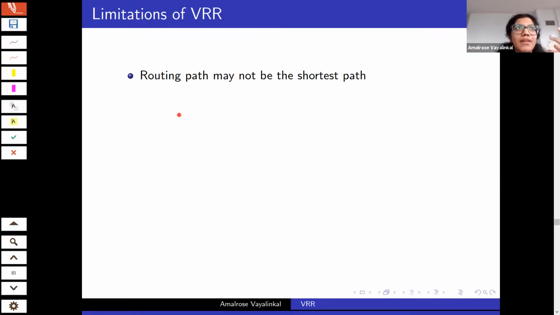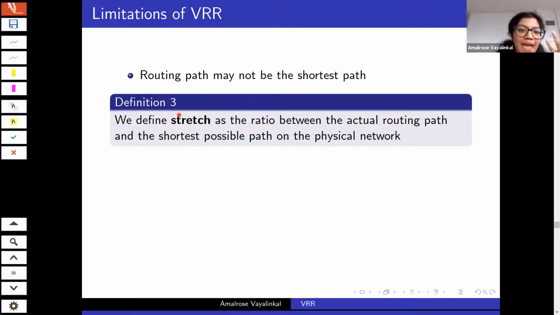And there is a way to measure, I guess, this failure to take the shortest path when routing. And that's what we define as stretch. So this is a ratio between the actual routing path, as defined by the routing algorithm, and the shortest possible path on the physical network.